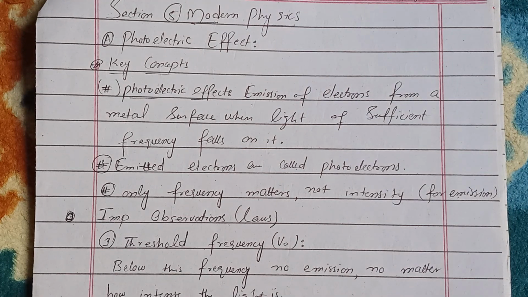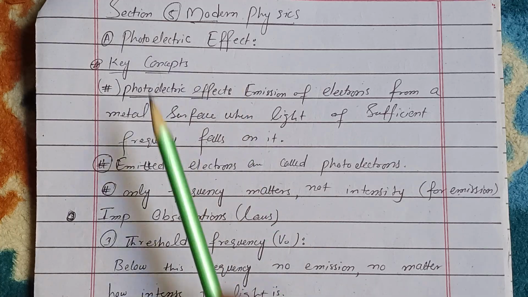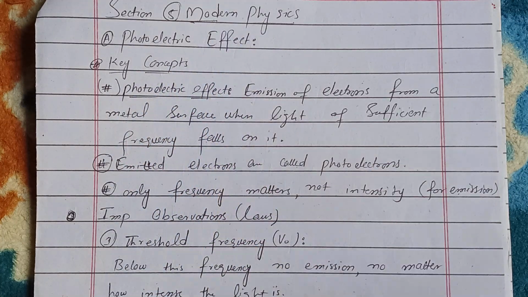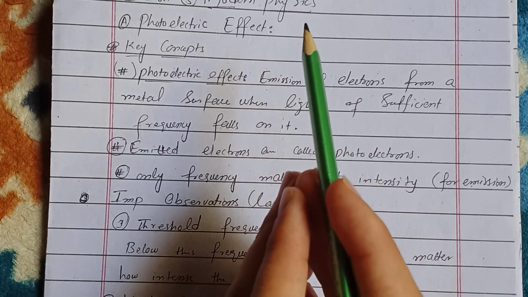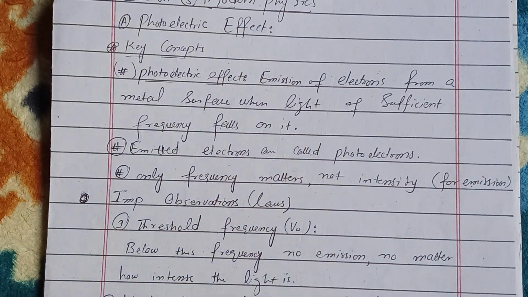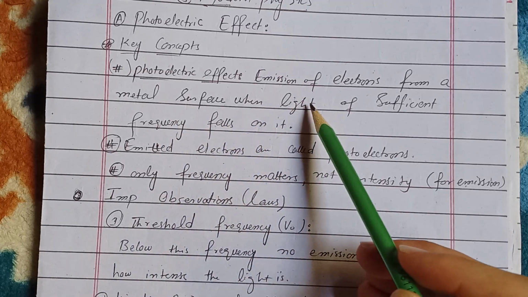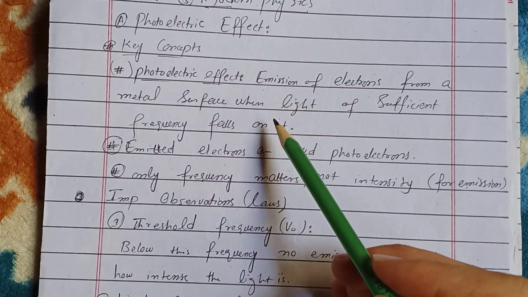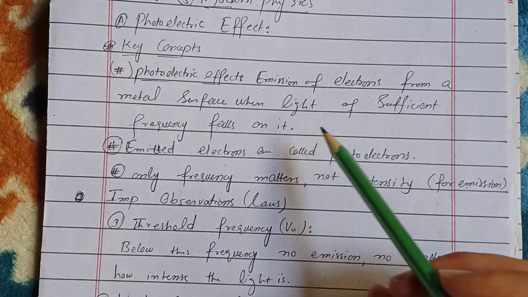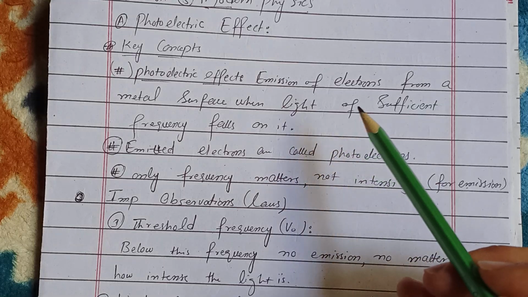This is section number 5, modern physics, and it is the last section. Today we will cover the photoelectric effect. What is the photoelectric effect? First we will study key concepts of the photoelectric effect, then we will go further. The photoelectric effect is the emission of electrons from a metal surface when light of sufficient frequency falls on it. It is the emission of electrons from a metal.